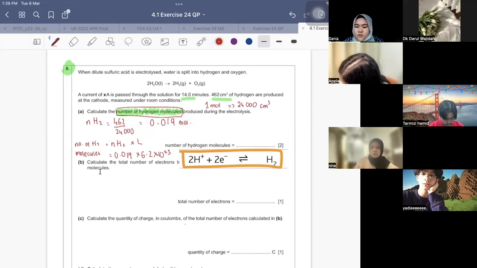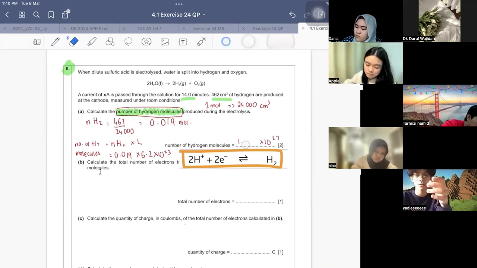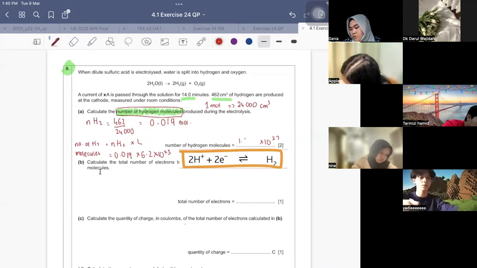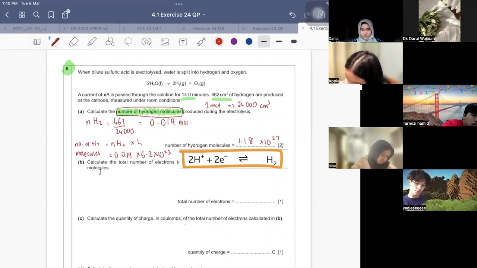Okay, so that comes out as 1.178, or 1.18 is also fine, 3 significant figures, times 10 to the power of 22. Now be careful with your significant figures. I have been very careless actually, because I don't watch my significant figures. I just leave my answers as I like it. But you have to be careful with your significant figures. Okay.